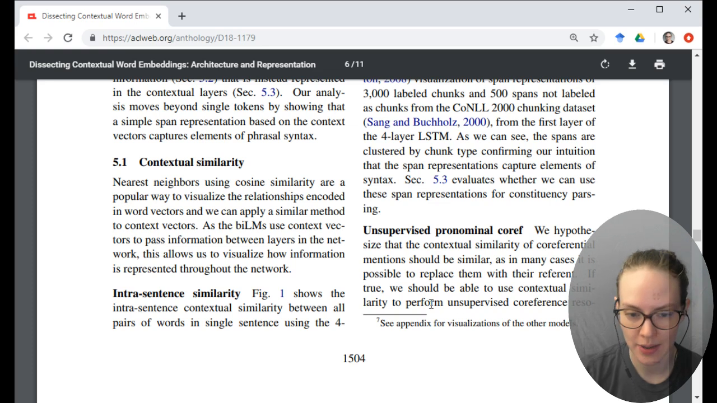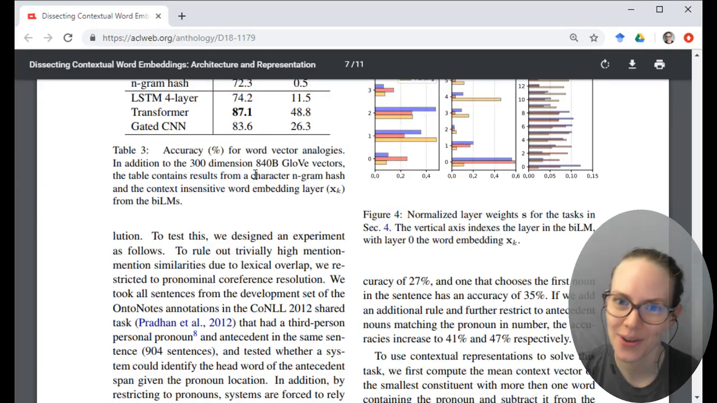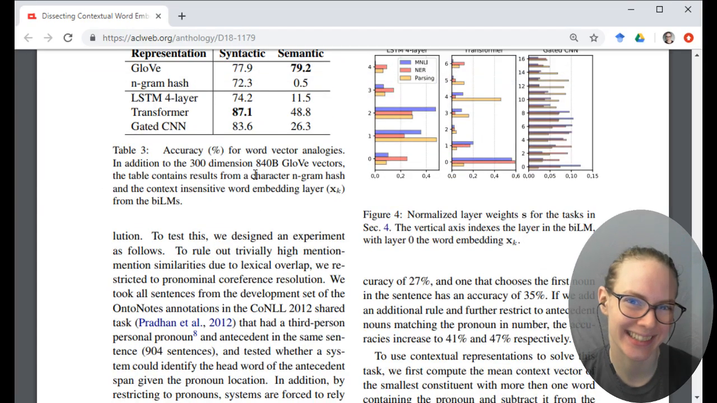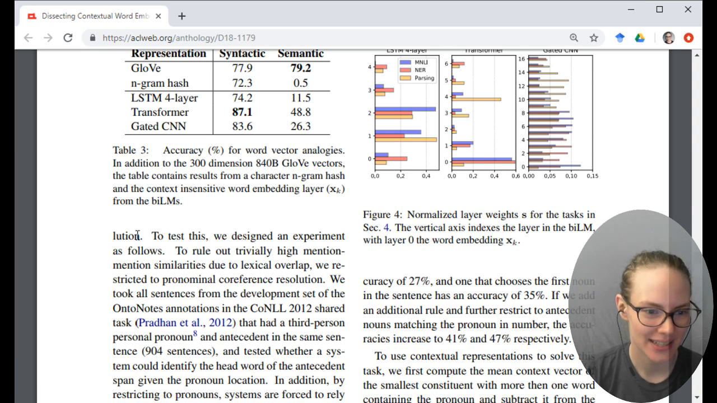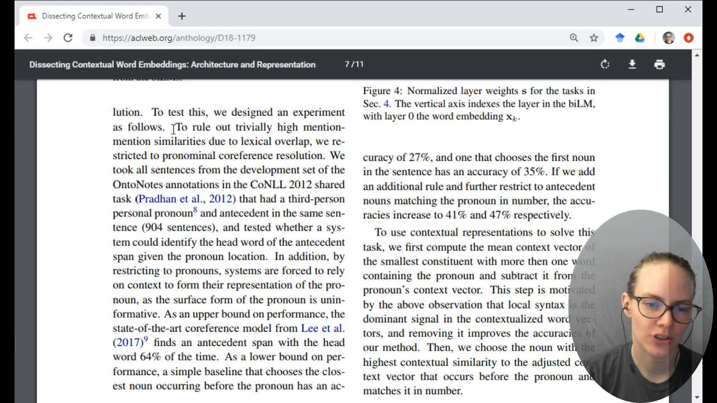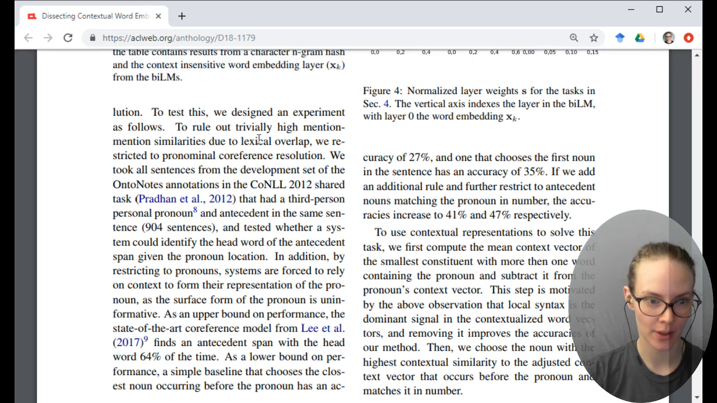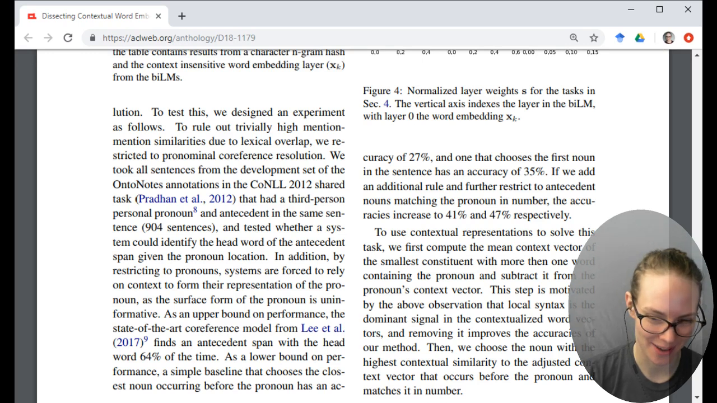If true, we should be able to use contextual similarity to perform unsupervised coreference resolution. There's some sort of coreference resolution thing going on on Kaggle right now. That might be a helpful approach for y'all to take. To test this, we designed an experiment as follows. To avoid trivially high mention similarities due to lexical overlap, we restricted to pronominal coreference resolutions. Sorry, that's exactly what the Kaggle competition is about.